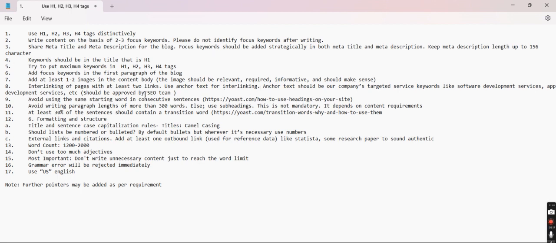Interlinking must be there. At least two links should be there. Use anchor text. Anchor text should be like, if you are selling any service, then it should be a service anchor text and should be approved.